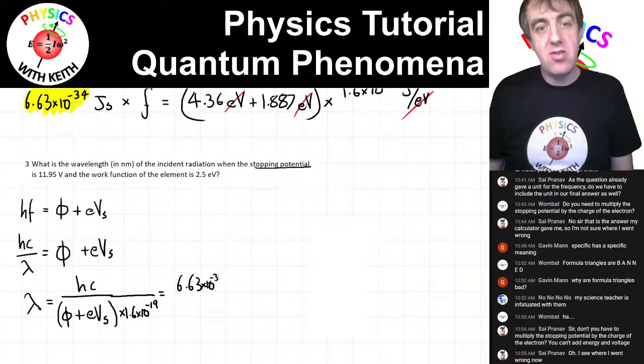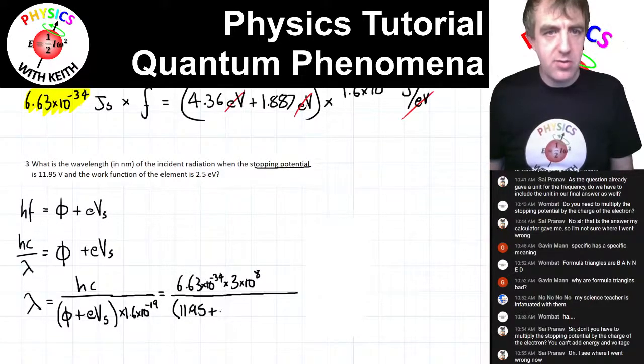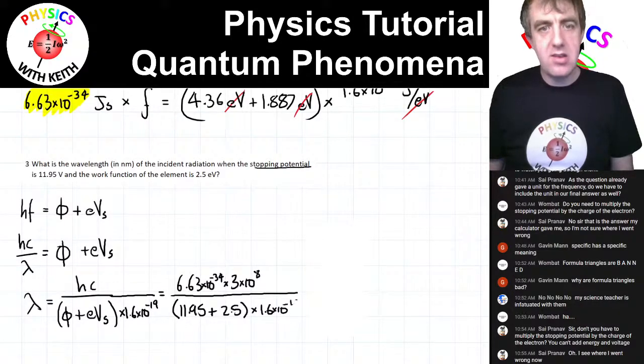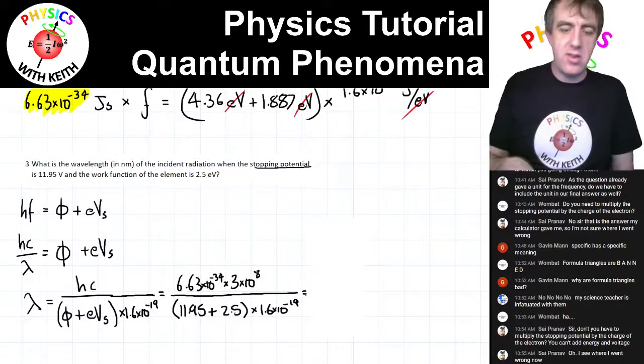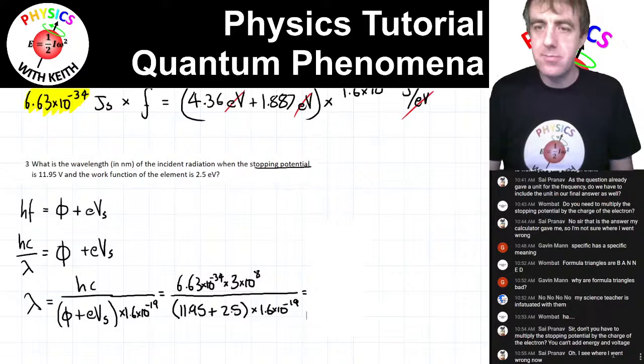6.63 times 10 to the negative 34 joule seconds multiplied by 3 times 10 to the 8 meters per second. Then it's 11.95 plus, I've done this in the wrong order, it doesn't matter, 2.5 times 1.6 times 10 to the minus 19. And it gives you 8.6 times 10 to the negative 8, which is 86 nanometers. Okay.